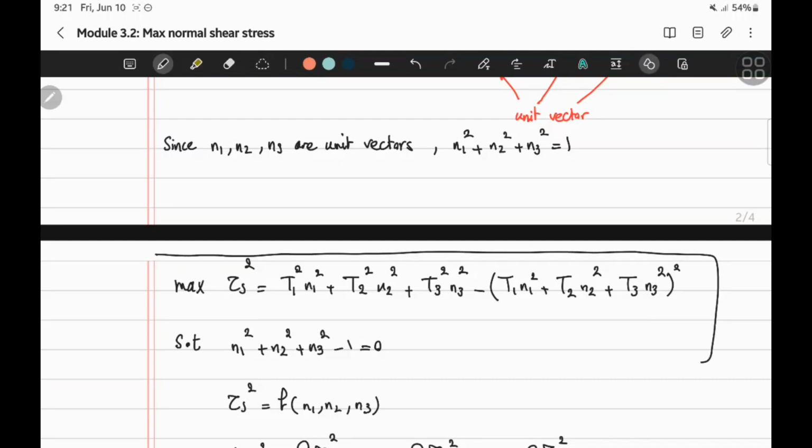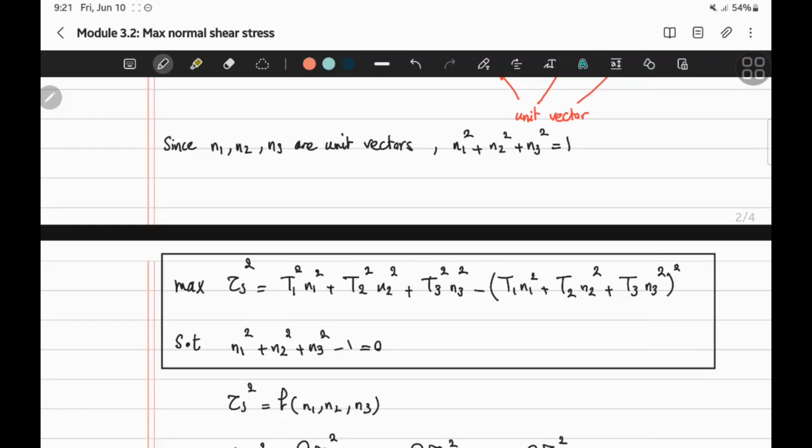So I'm going to draw a box around it. You can also see the solutions, and there's also an appendix at the end of this chapter. You can go and read it in detail, and it mentions in detail how you can derive all these directions N1, N2, and N3.